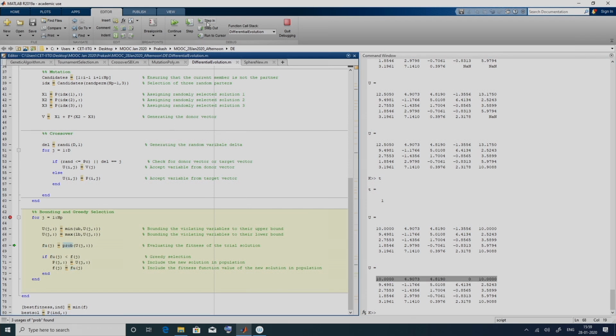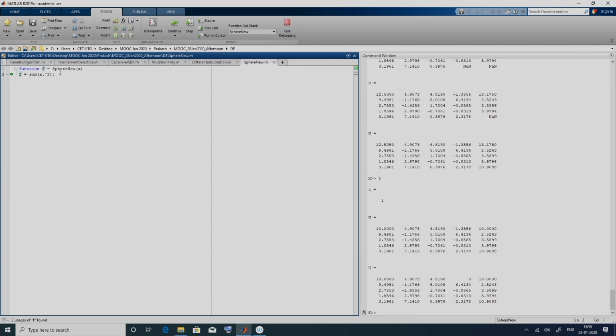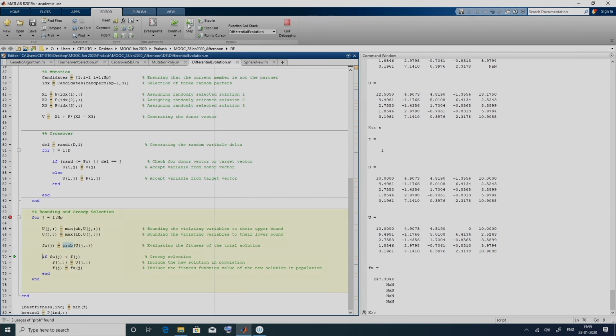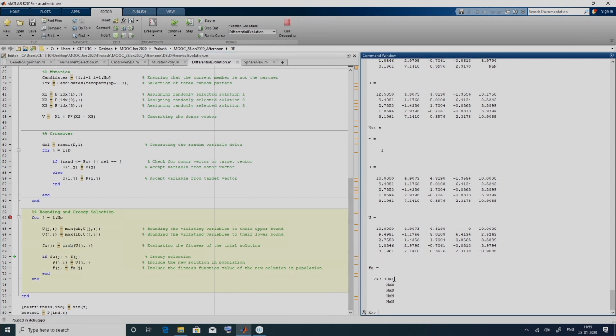This prop is nothing but the function handle sphere new. If we do step in, it is going to this function, and again the fitness function will be evaluated. As we can see, the first row of u has been sent into the function as input. The fitness function is calculated. Now the fitness function value is 247. If we look at fu, the first value is 247 and the solution which is already there, that fitness is 129.